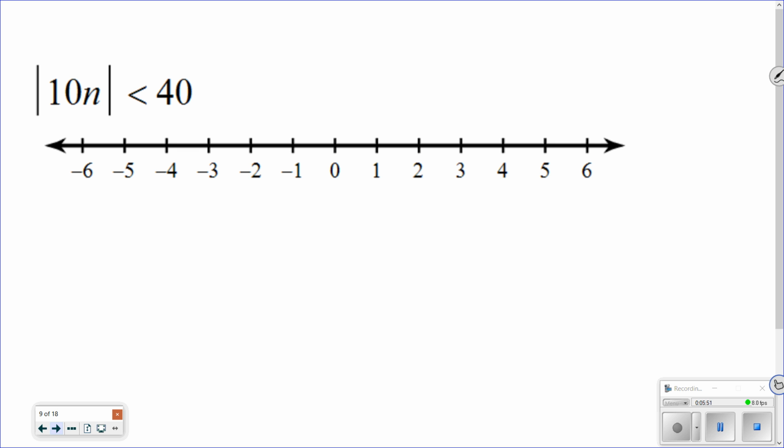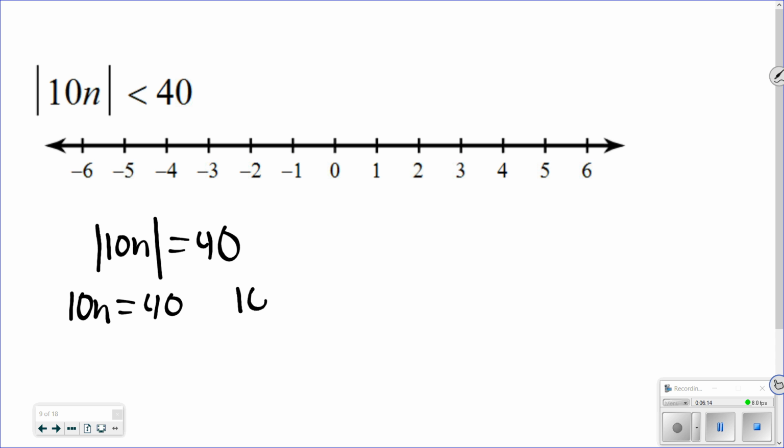All right, let's do one that's a less than. So I have the absolute value of 10n is less than 40. So the very first step, like we did before, is you always just write it as an equation. And now we're just going to solve that the same way we solved equations on the last assignment we did. To write your two different cases, 10n equals 40, and 10n equals negative 40.